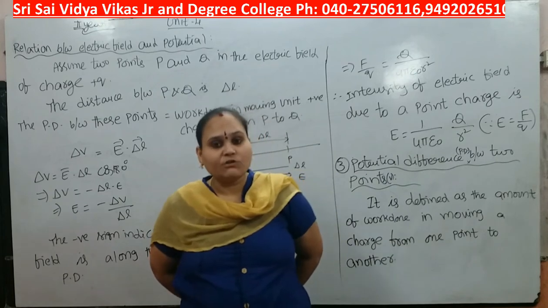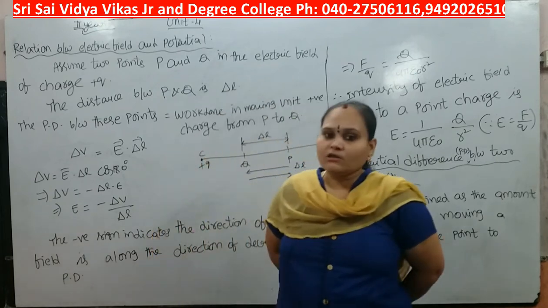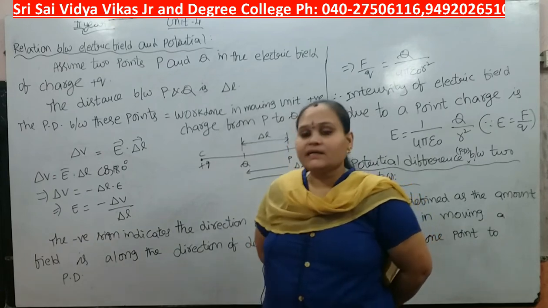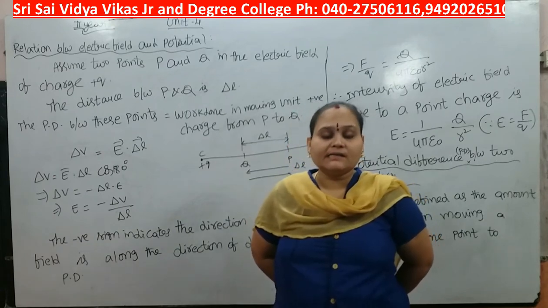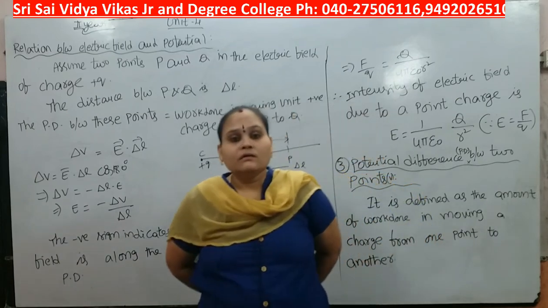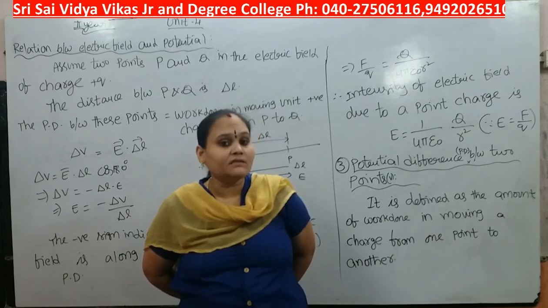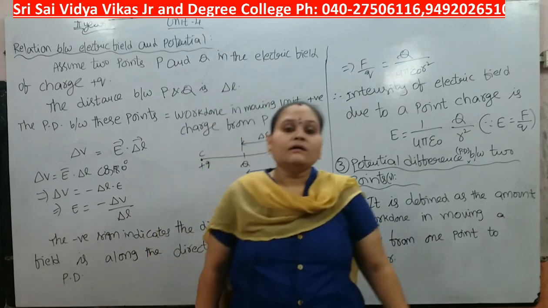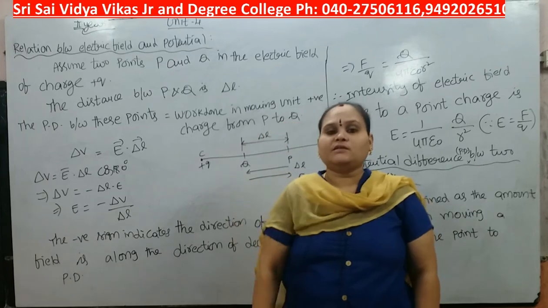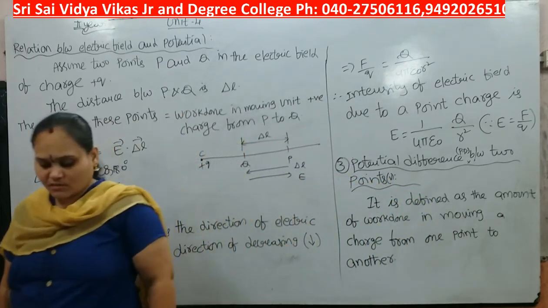So, cos 180 equal to minus 1, then we can write, by using the formula A dot B equal to AB cos theta, E equal to minus delta V by delta L. Delta V is the potential difference. So, the negative sign indicates that the direction of electric field is along the decreasing direction of the potential. This is our answer. Next, we will discuss another question.